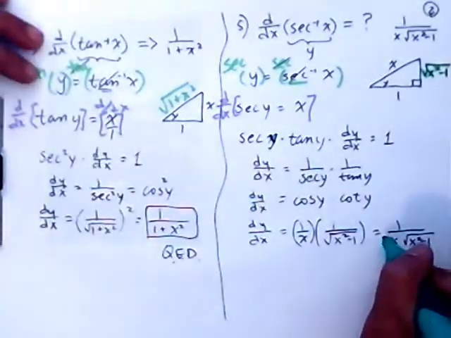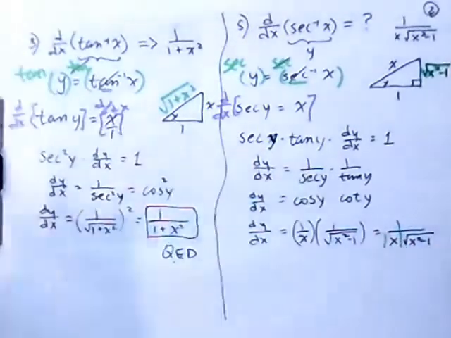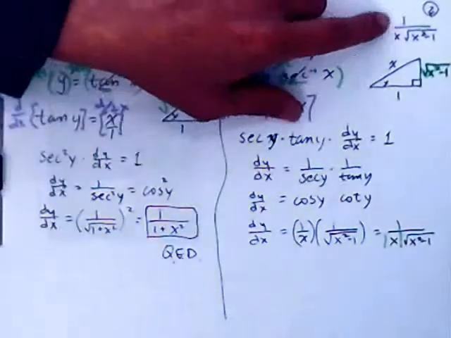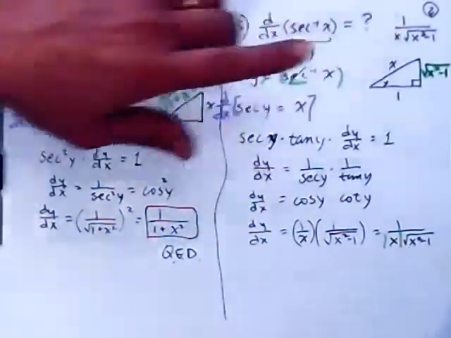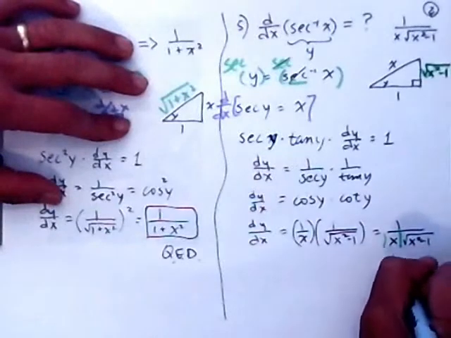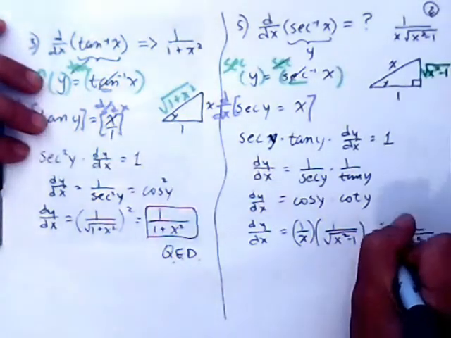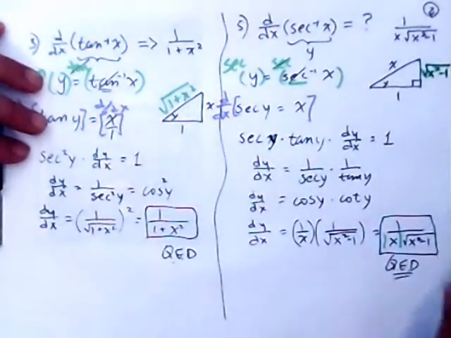Some books like to put an absolute value depending on the book, but most books will not have the absolute value. So did we do it correctly? Show that that's equal to 1 over x times the square root of x squared minus 1. Good. QED, quod erat demonstrandum, and thus I have demonstrated. Box it up, and we're done.